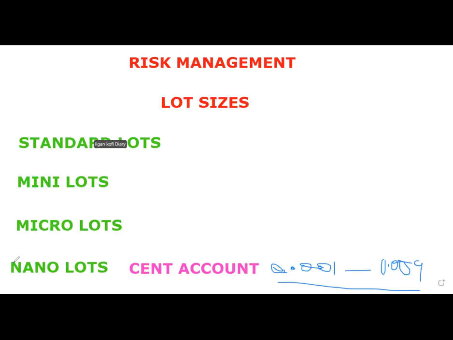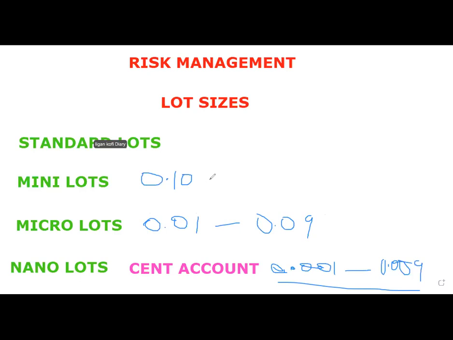Now, this is for cent accounts. Any other lot size that you will use, which is not this, is a standard account or a micro account or mini lot size. So let's explain. The next one I'll talk about is the micro lot. From 0.001 to 0.009, we move to 0.01. So between 0.01 up to 0.09, any lot size you use here is termed a micro lot. And then from 0.09, we go to 0.10.